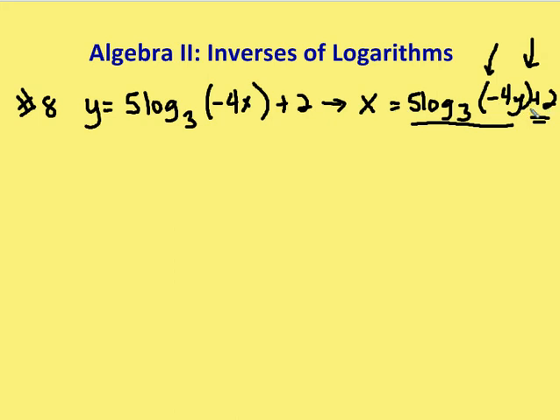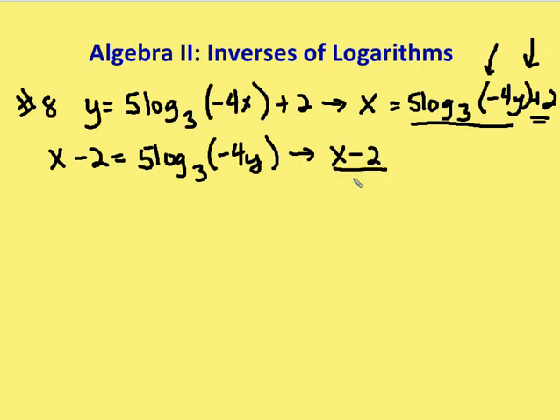So again, in this case, as in the other, we're going to subtract the value of plus 2. In the other case, it was plus 5. From both sides, and we're left with x minus 2 is equal to 5 log base 3 of negative 4y. Next step is to divide both sides by 5. So we're left with (x minus 2) over 5 is equal to log base 3 of negative 4y.